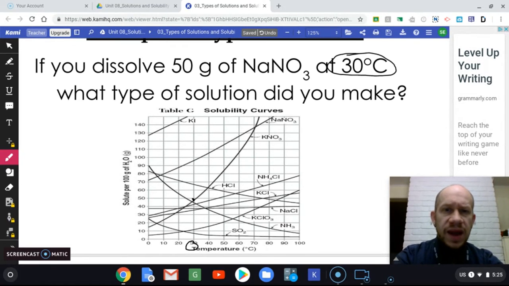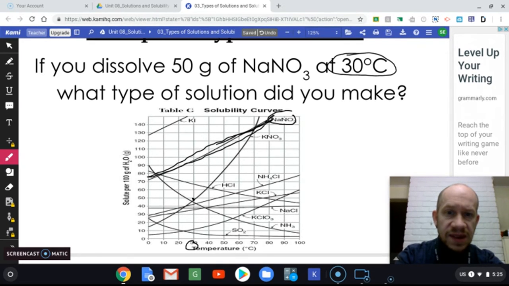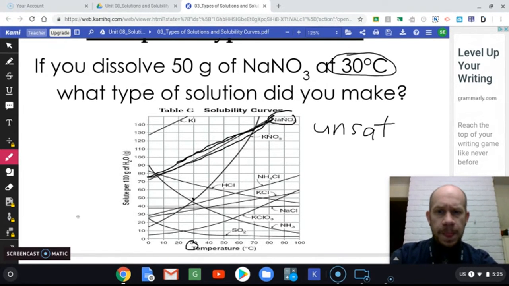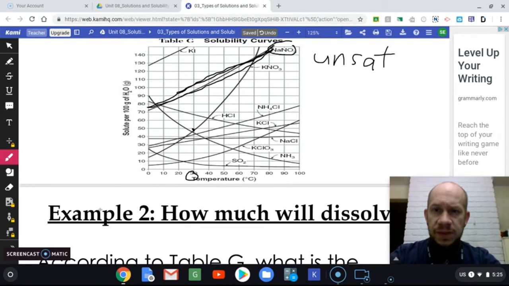Then I'm going to look for NaNO3. Where am I in relation to that line? On that line, it looks like I'm a little bit above. The line for NaNO3. Make sure you read the lines carefully. NaNO3 is this one right here, and that line is way up here. So if I stopped under the line, I have an unsaturated solution. I'll spell it all out: unsaturated.